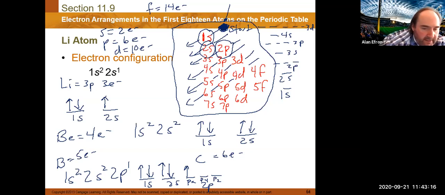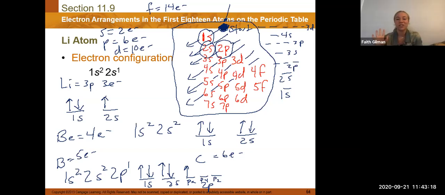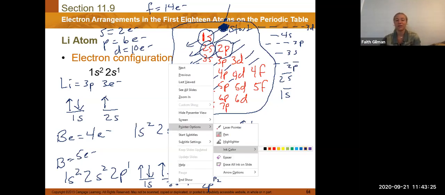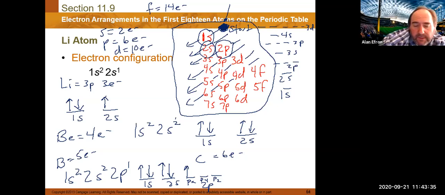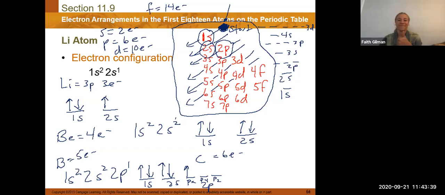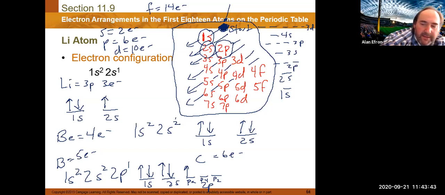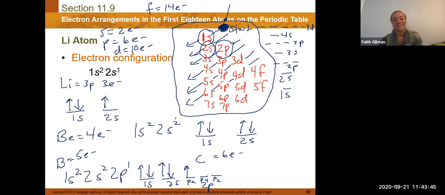Question on that one there. I had a quick question. For the configuration where it's 1s2, 2s2, 2p1, do you have to put the 1 above the p, or is it okay if you just put 2p to show that it's just the one electron? This actually is one of the places in chemistry where you do need to put the 1. So you wouldn't just leave it empty. It's one of the few places we actually do write the 1 in. Okay, thank you. You're welcome.